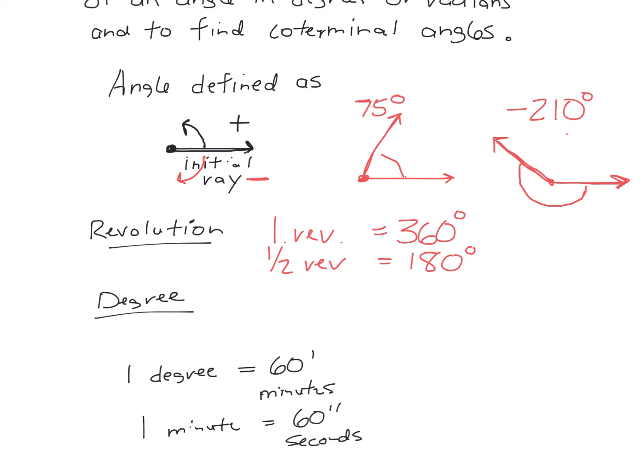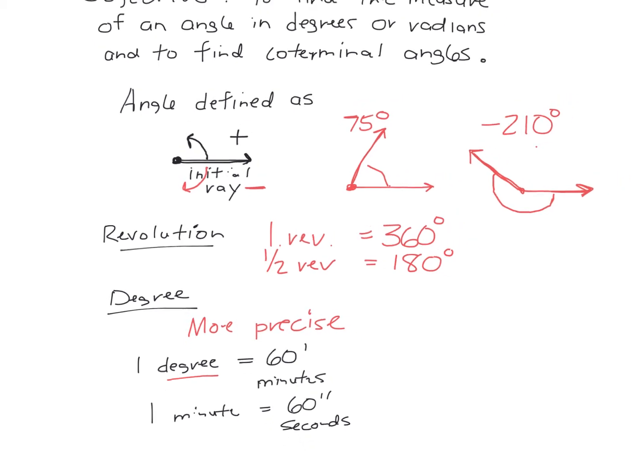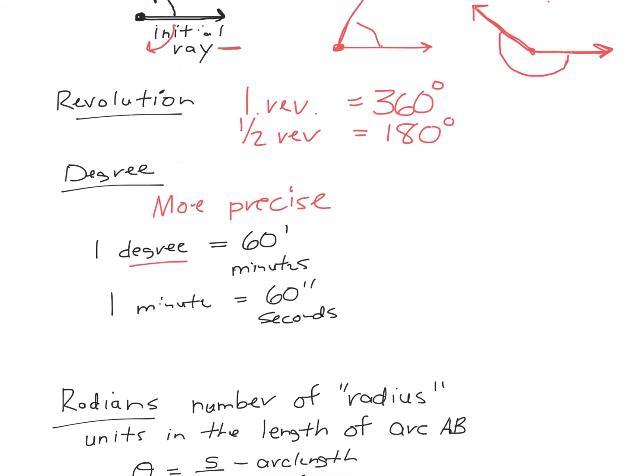But we can also be a little bit more precise by breaking each degree into 60 other smaller units of measurement, which are called minutes. So there are 60 minutes in a degree, and even more precise, in 1 minute there are 60 what we call seconds. So you might see an angle written as, let's say, 32 degrees, 14 minutes, and 39 seconds.